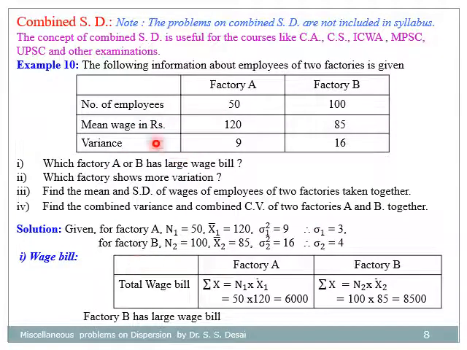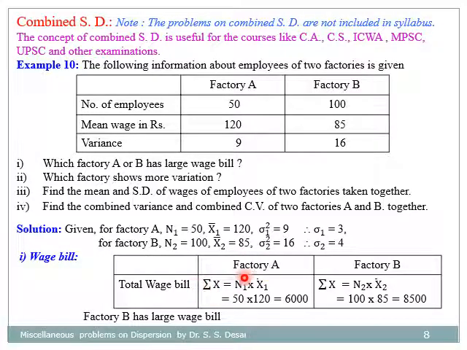So let us write the given information in the form of notations. For factory A, we call that as factory 1. So N1 is 50, X1 bar is 120, and sigma 1 square is 9. Therefore, sigma 1 is equal to 3. And for factory B, we call that as factory 2. N2 is equal to 100, X bar 2 is equal to 85, sigma 2 square is 16. Therefore, sigma 2 is 4.